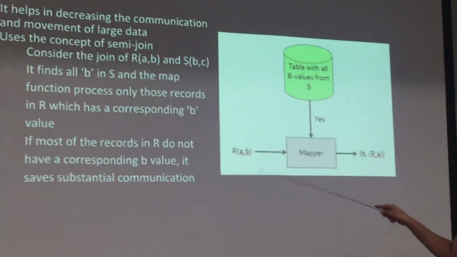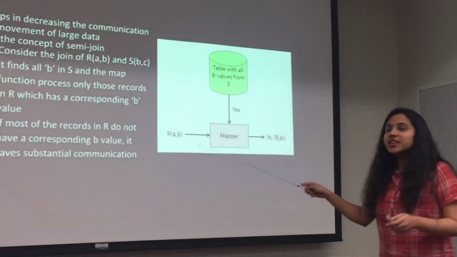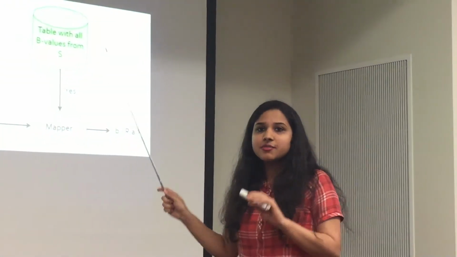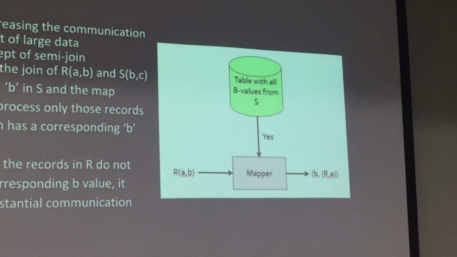Natural join is always done through a common field between the two tables. Yeah, even here, the difference is that it will process all the elements in R to the reducer phase. But here it only processes the elements which have a corresponding B value. That's the difference between semi-join and natural join.